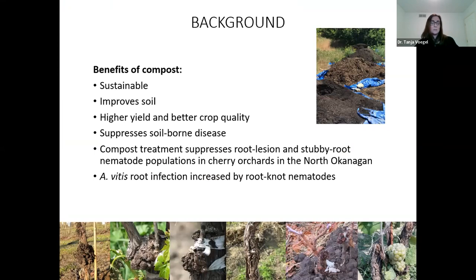Importantly also, it has been shown to suppress a lot of soil-borne diseases, and that's mostly true for fungal diseases. In an earlier experiment, we found that compost suppressed nematodes in a cherry orchard here in the Okanagan. And that's important because there was a study that showed that A. vitis root infection increased with nematodes. So nematodes feed on the roots, and these wounds caused by the nematodes can then be entry wounds for the bacteria. So if we were able to reduce the nematode population by the addition of compost, we could reduce the wounding on the grapevine roots and have less bacteria infect grapevines.